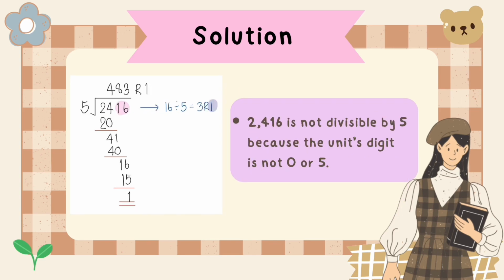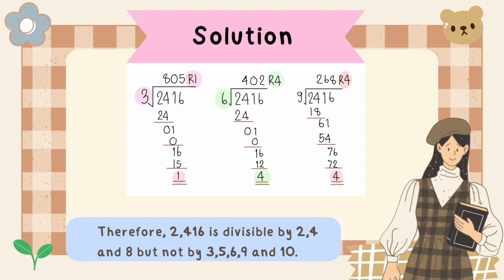And 2416 is not divisible by 5 because the unit digit is not 0 or 5. Similarly, you can check that 2416 is not divisible by 3, 6, 9, and 10. Therefore, 2416 is divisible by 2, 4, and 8, but not by 3, 5, 6, 9, and 10.